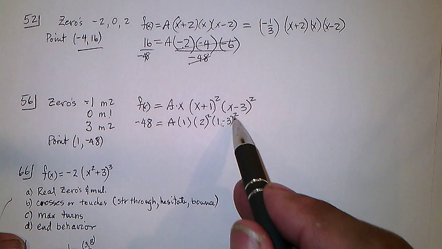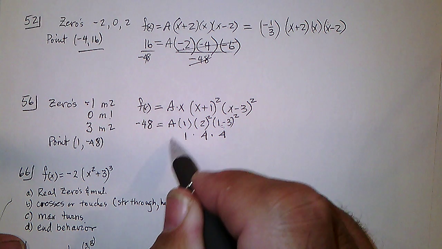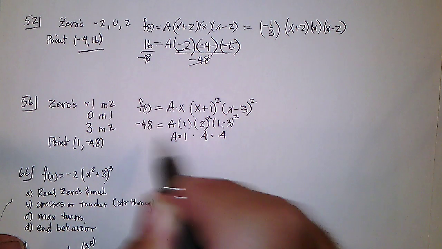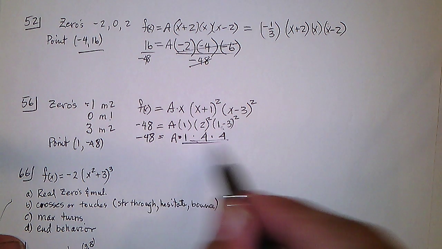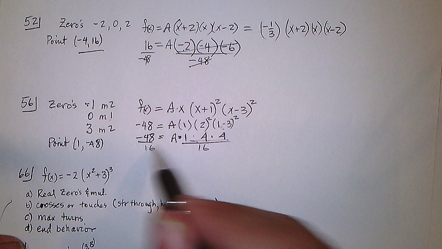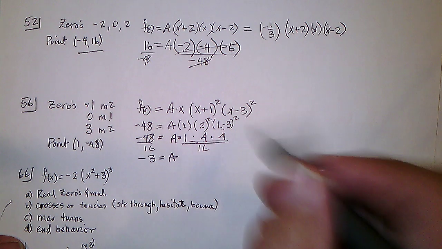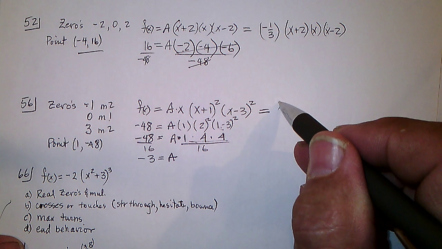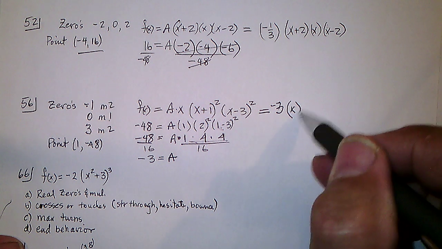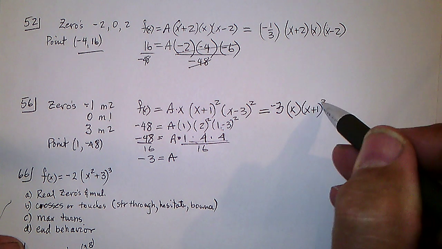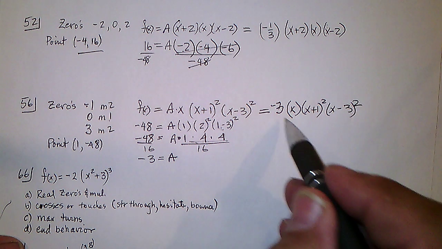So that's negative 2 squared, which is 4. 2 squared, 4. 1 times a is negative 48. So that's 16. So we'll divide by 16, and we get negative 3 is a. So our answer for the function would be negative 3 times x plus 1 squared times x minus 3 squared.